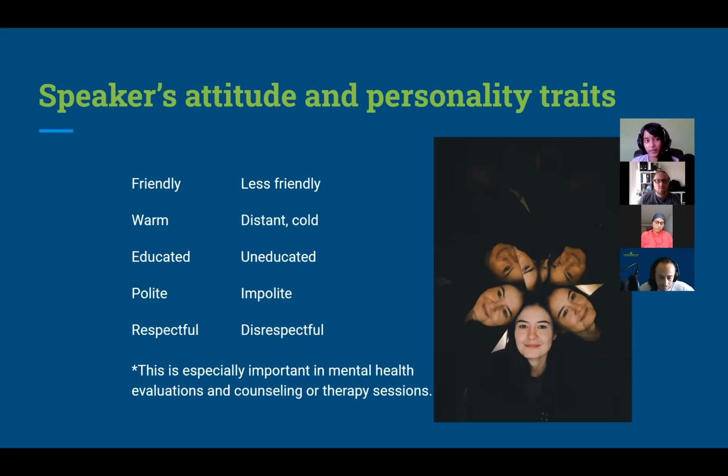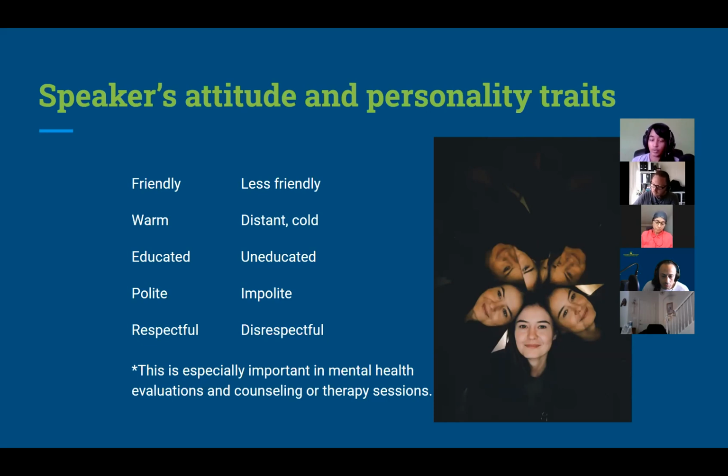The way you want to give an accurate representation of the patient's personality through their speech. This is especially important in mental health, in counseling, in therapy, because sometimes people communicate with so much emotion in their words, and you want to represent those words accurately. By the way someone speaks, you can tell whether they are friendly or less friendly, warm, distant, educated or uneducated, polite or impolite, respectful or disrespectful. So by keeping the same register, you are being transparent with the style of speaking of that person, which is ultimately part of that person's personality.